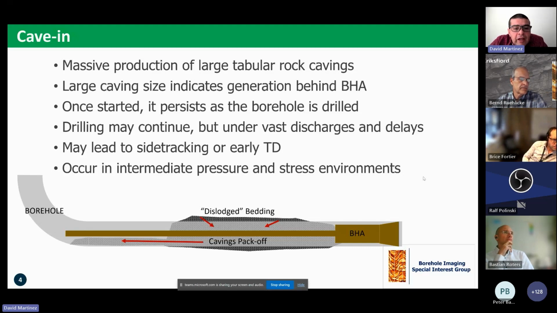One characteristic that they have, as I said before, is that you can continue drilling, but you have to deal with the discharges. So of course you'll have a lot of delays. Once this issue starts, basically it persists as you keep drilling. Unless you do something to maybe move away from that formation or from a specific interface, you'll keep producing this, and you have to deal with it. So it usually leads to sidetracking to alleviate those delays. And the environments in which they occur are usually intermediate pressure and intermediate stresses.